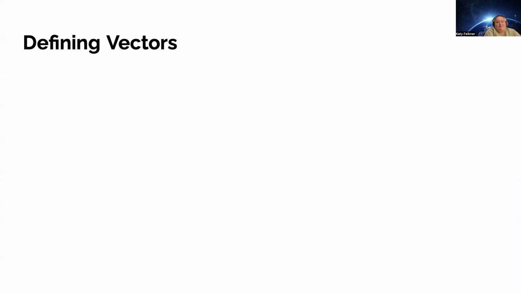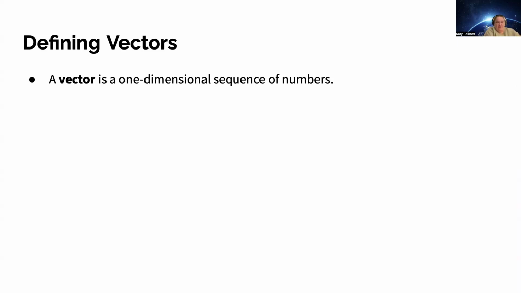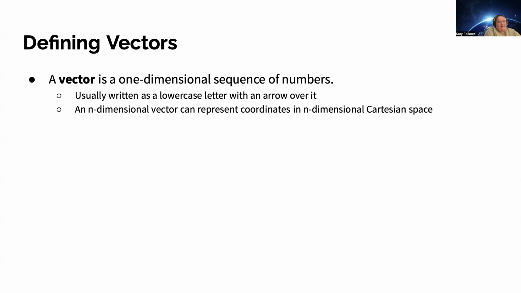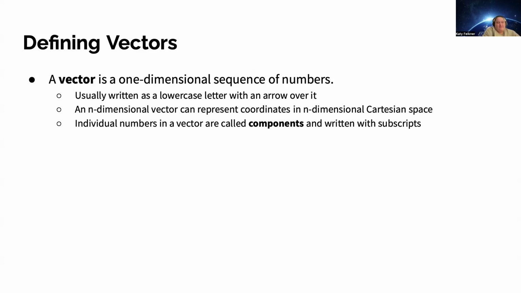First, we're going to talk about what a vector is. So a vector is a one-dimensional sequence of numbers. It's usually written as a lowercase letter with an arrow over it, and an n-dimensional vector can represent coordinates in n-dimensional Cartesian space. So a two-dimensional vector would represent coordinates on a 2D XY axis, whereas a 3D vector could represent coordinates in a three-dimensional space. Individual numbers in a vector are called components and are written with subscripts.